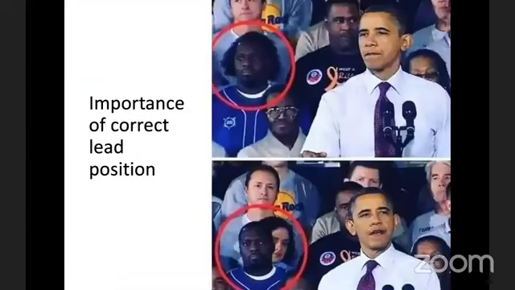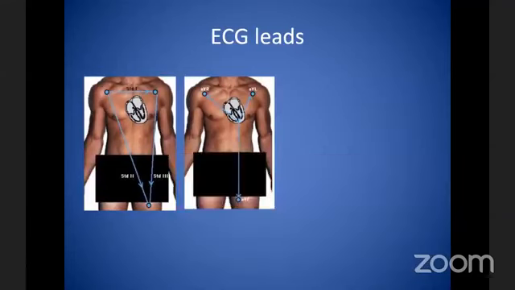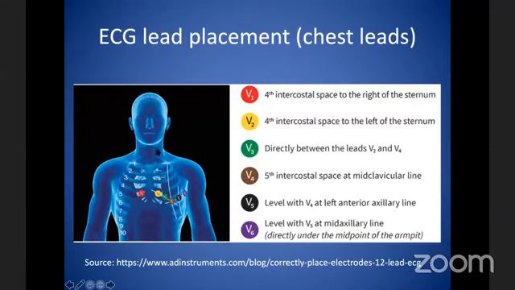Why is it important? Because if you put the leads in the wrong position, you start to see things which you should not be seeing, or you don't see what you are meant to see. For example, if you move the leads 1 or 2 spaces above and start attaching here, the heart will look different from that angle. So the ECG will change, and you may induce unnecessary or unintended T-wave inversions.